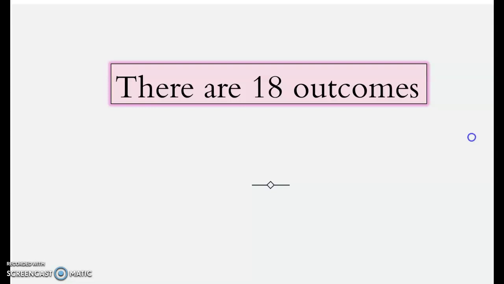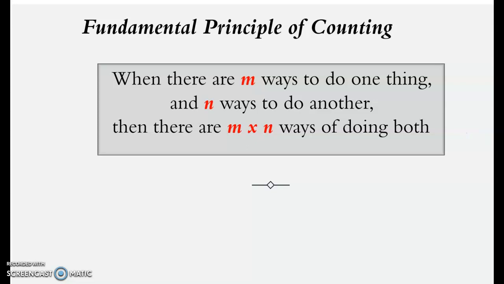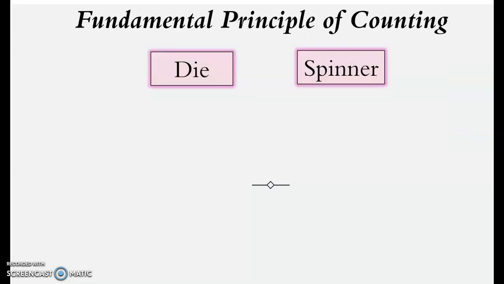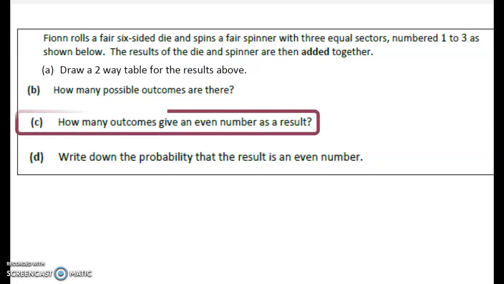There are 18 outcomes. Just to point out here, a quick way of figuring out how many outcomes there are is using the fundamental principle of counting. Basically this works when there are m ways to do one thing and n ways to do another, then there are m by n ways of doing both. So in our case here, the m ways would be the die, so there's m sides, 6 sides. The spinner would have n numbers, which is 3, and m by n gives the total number of outcomes, which is 18, as we can see there.